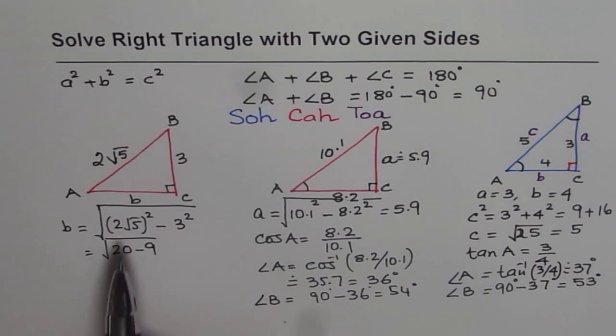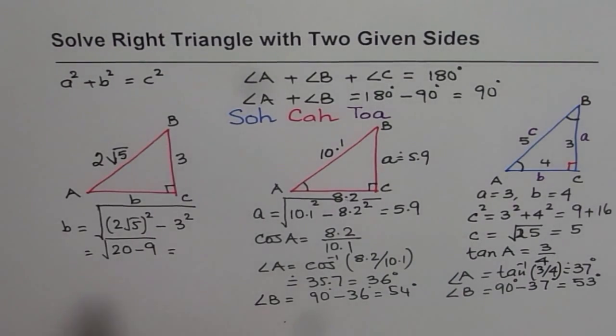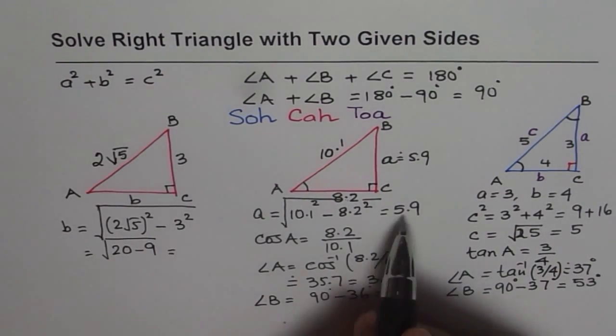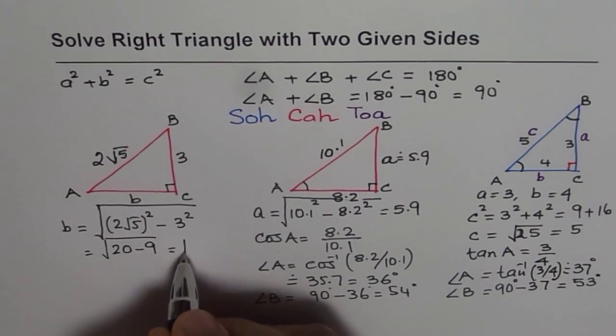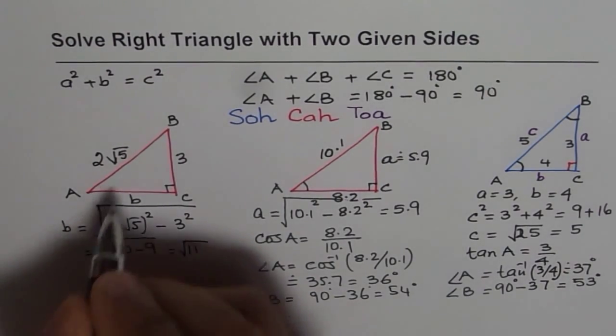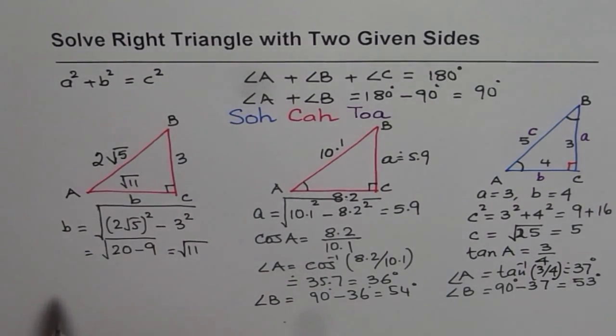I've purposely shown you the calculation. At times it could be tricky, right? So what we get here is square root of 20 minus 9. This time, actually let me write it in exact values, okay? Instead of writing decimal values. So 20 minus 9 is 11, so I get square root of 11 in this case. So this side is square root of 11. And now you can always calculate, but that is an exact answer.